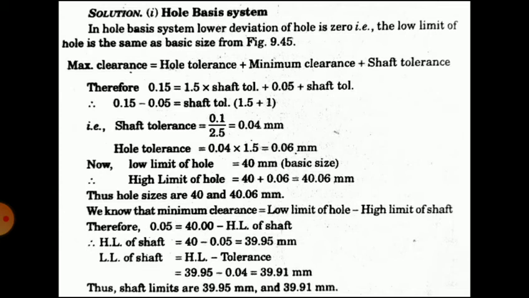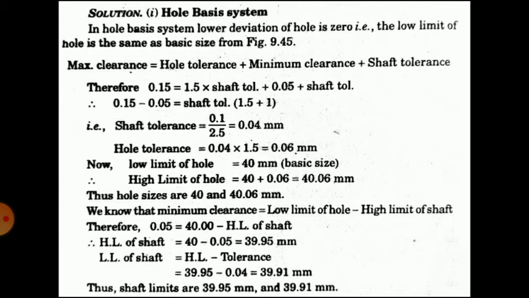Now you can find the lower limit of the hole, that is 40 mm, that is the basic size. High limit of the hole, because the hole tolerance is 0.06, means 40 plus 0.06, it is 40.06 mm. So those hole sizes are 40 and 40.06.